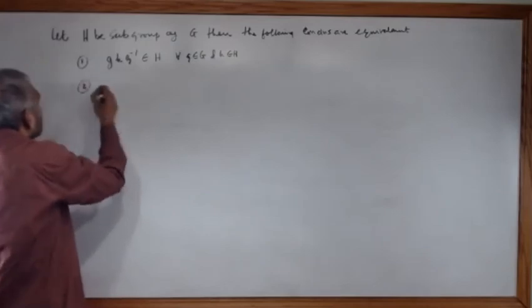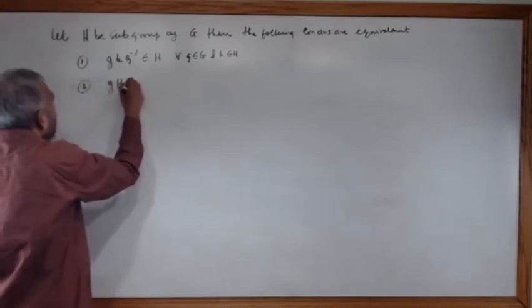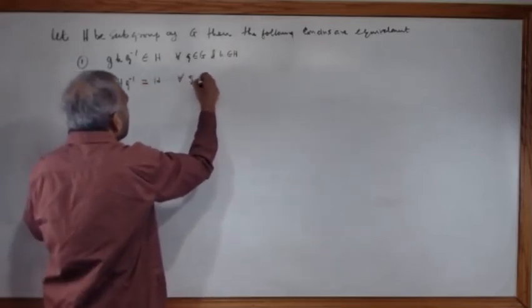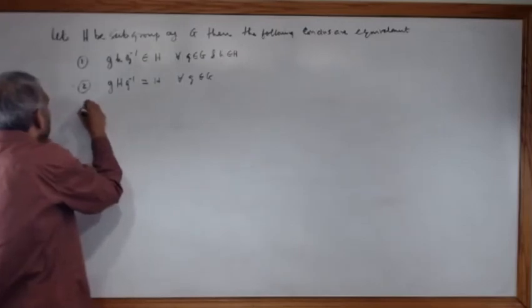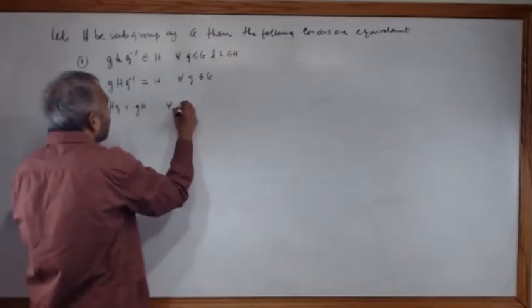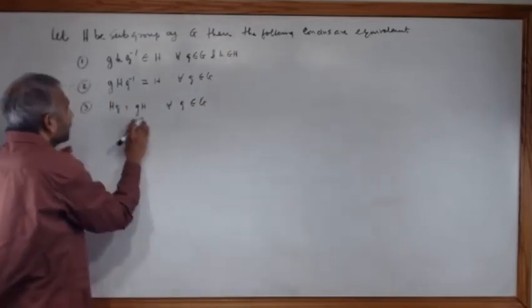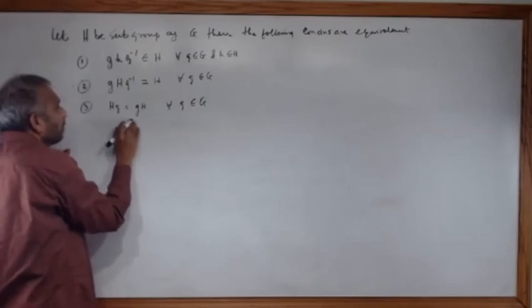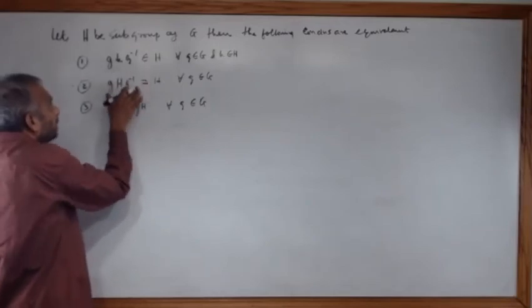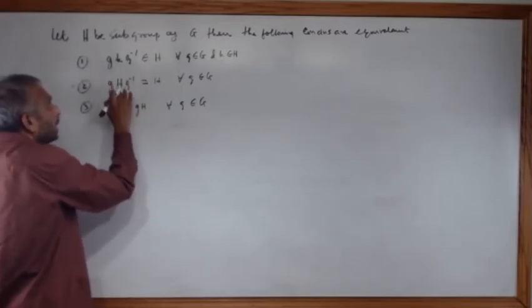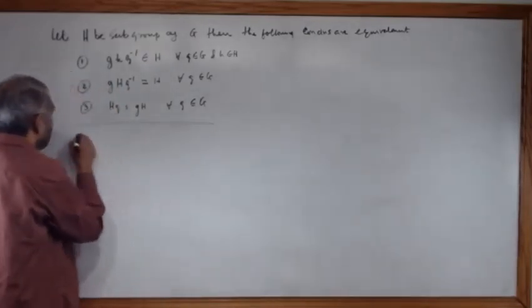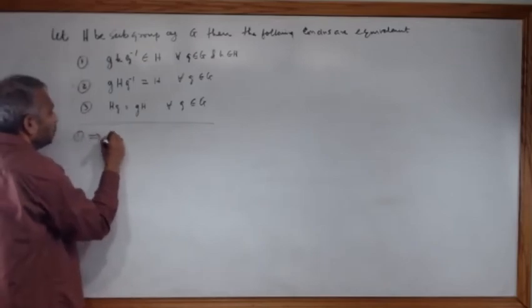Second condition is gHg inverse equal to H for all g in G. Third condition is Hg is equal to gH for all g in G. And this is the condition for a subgroup to be normal. So if you can prove any of these, then you can say that H is a normal subgroup. So let us start with proving 1 implies 2.